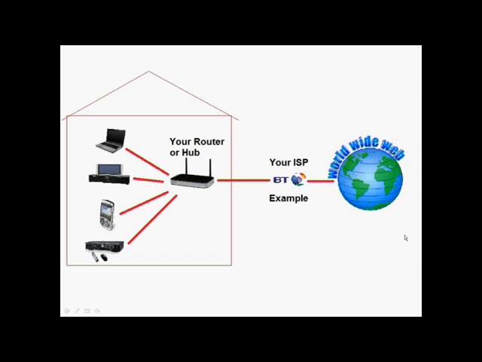In the next diagram, it shows how normally your devices are connected to the Internet. For example, when you are online on your laptop, it is connected to your router, and the router is connected to your ISP, which stands for Internet Service Provider. There are some well-known service providers such as BT, Virgin Media, TalkTalk, and so on. Here we are using BT because it is one of the most known ones. Your Internet Service Provider then links to the outside world, or World Wide Web.